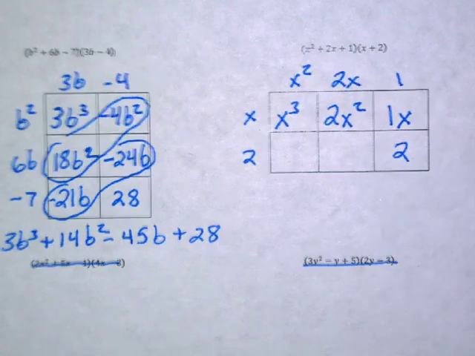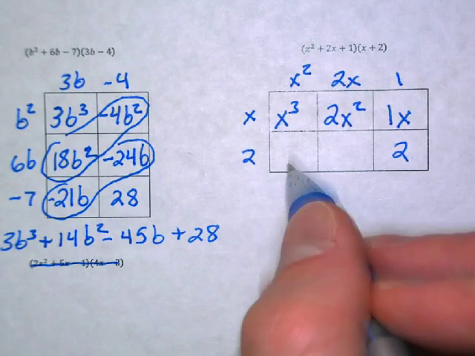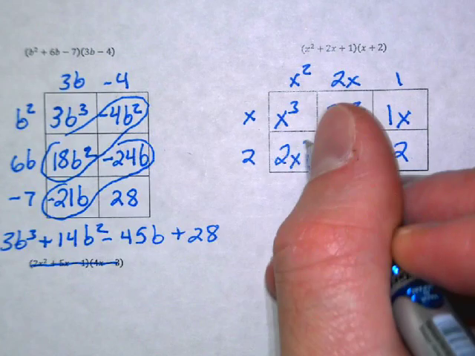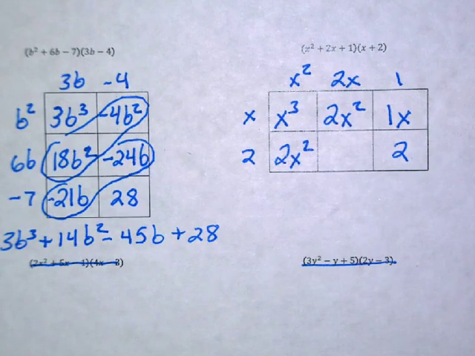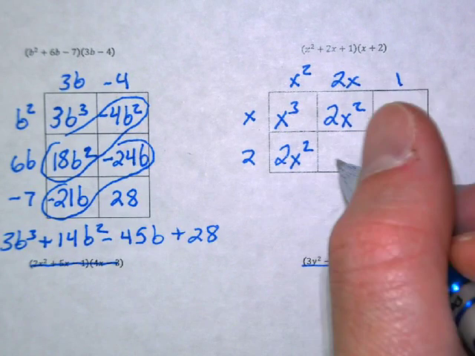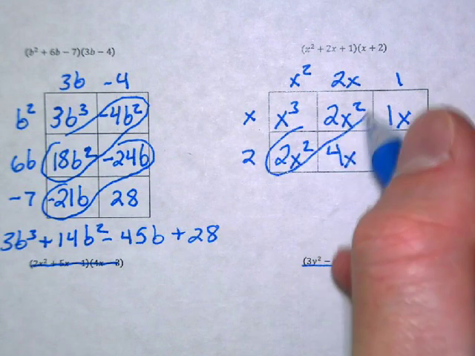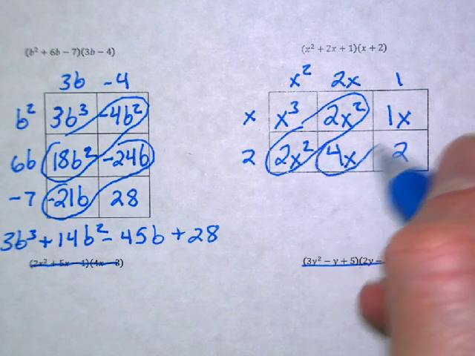I'm going to go into this box because 1 makes it easy. 2 times 1, which gives you 2. Here we got 2 times x squared, which will give you 2x squared. And then what's this one? 2 times 2x, 4x. Good.